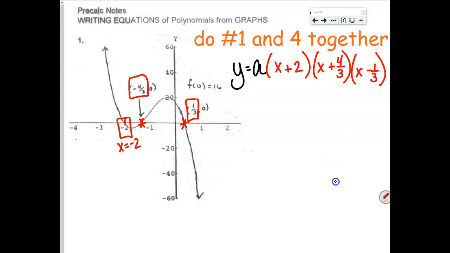So that's looking like an equation. The problem is you don't know that great a value. And remember, whenever these problems come up for writing equations, you have to do a little bit of work to find the a value, which means I had to give you another clue. There is another clue sitting on your paper right here. It says when x equals 0, the y equals 16. So we're going to plug in 16 for y.